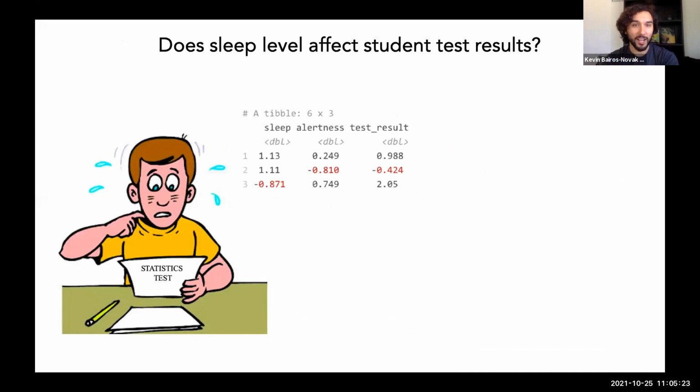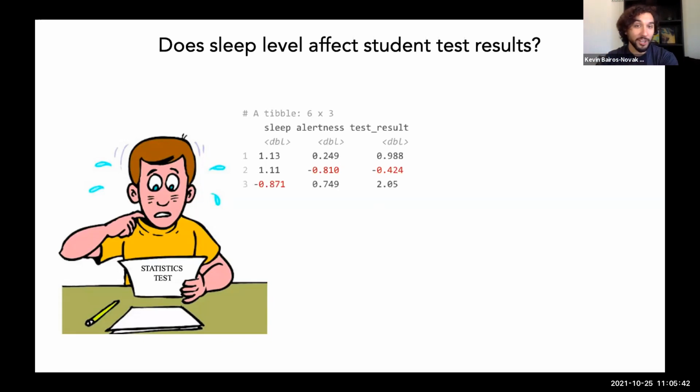The first one is a data set on sleep. Basically we have 3 variables in this data set. We've got sleep, alertness level, and then a student's test result during the day. We went out, sampled a bunch of students, and then we already standardized these. That's why they look weird. So we've got standardized sleep, alertness, and test results.